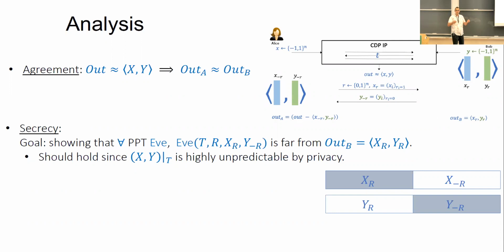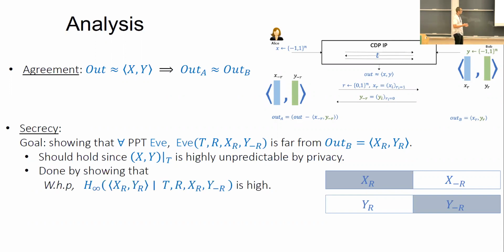So if we choose a uniformly random r, we really get some kind of secrecy. What we are proving is that if we think about all these processes as random variables, then conditioned on the transcript, that is r, x_r, and y_{-r}, this inner product, out_B, has high min-entropy. And this leads us to proving the gap, the secrecy property.